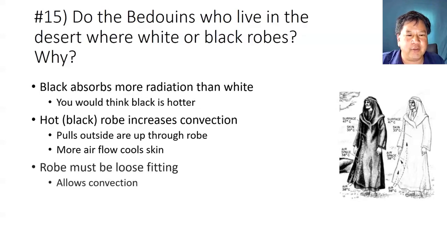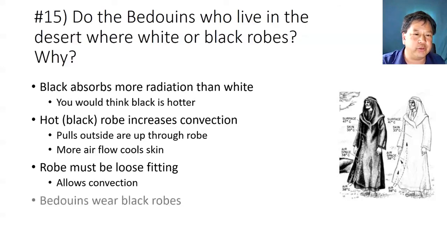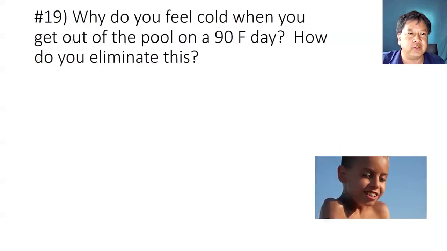So if we have a loose robe that allows cooler air to flow faster because we've got a hotter top of the robe, the black robe actually has more cooling than the white robe and feels more comfortable. So the Bedouins actually wear black, loose-fitting robes, and it actually keeps them cooler. So we have to combine radiation with convection and conduction to be able to understand the system.